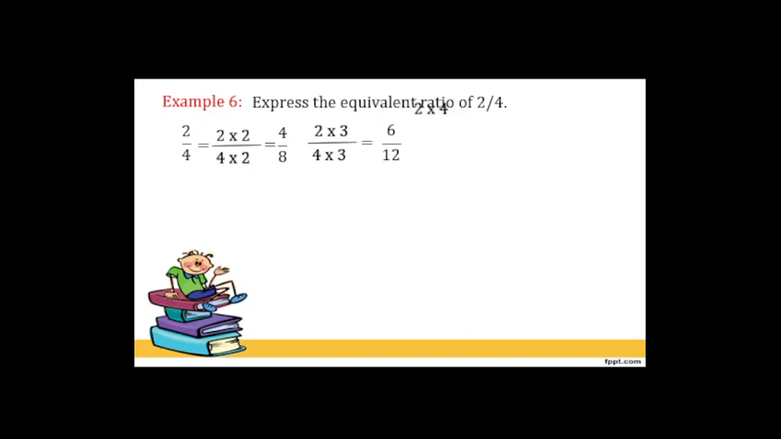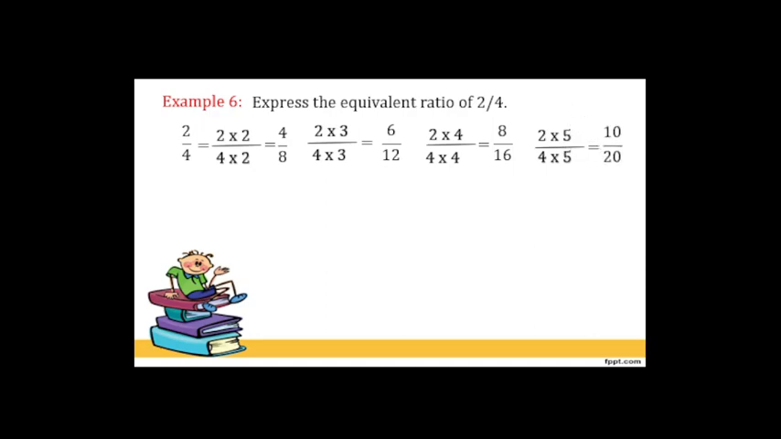Another, multiply by 4. 2 times 4 is 8, and 4 times 4 is 16. So the equivalent is 8 is to 16. Another, we can multiply it by 5. Both terms again. So 2 times 5 and 4 times 5, which is equal to 10 over 20.